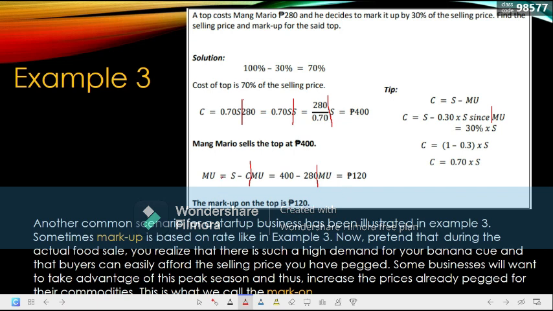Okay, so it's just very simple. So another common scenario for a startup business has been illustrated in example 3. Sometimes markup is based on rate, like example 3. Now, pretend that during the actual food sale, you realize that there is such a high demand for your banana queue and that buyers can easily afford the selling price you have pegged. Some businesses will want to take advantage of this peak season and thus increase the prices already pegged for their commodities. And this is what we call mark on.